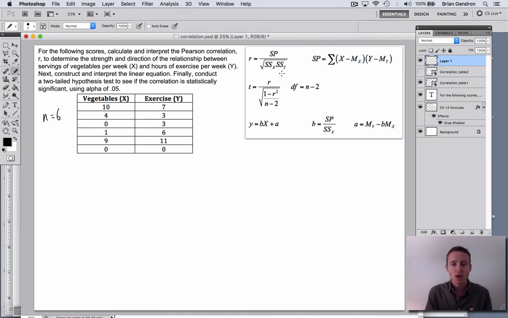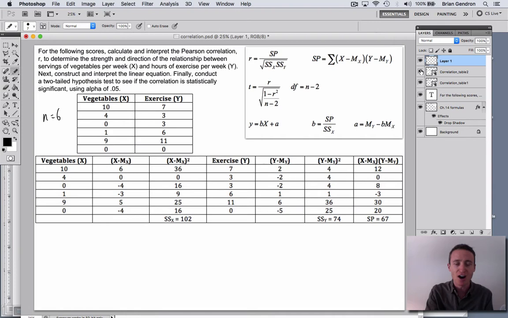All right, so in order to calculate r, we need some preliminary information, which I've actually already gone and calculated before this video. Now let me break this apart for you. We still have the 2 original columns, vegetables X, I just put it here, and exercise Y, which is right here. And I've done some other work in between.